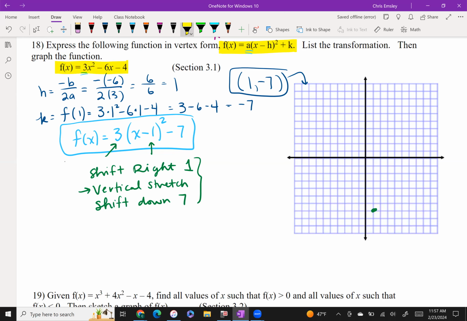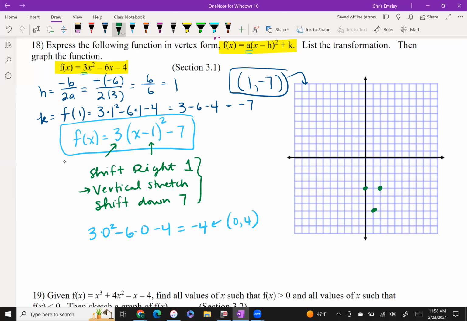Remember, y-intercept is where x is equal to 0. So 3 times 0 squared minus 6 times 0 minus 4. 0 minus 4 is negative 4. So that's our y-intercept. That's a nice point to be able to graph, (0, negative 4). Because of our axis of symmetry, a parabola is symmetrical around the vertex. We also know automatically that we're going to have a point over here that matches that y-intercept.